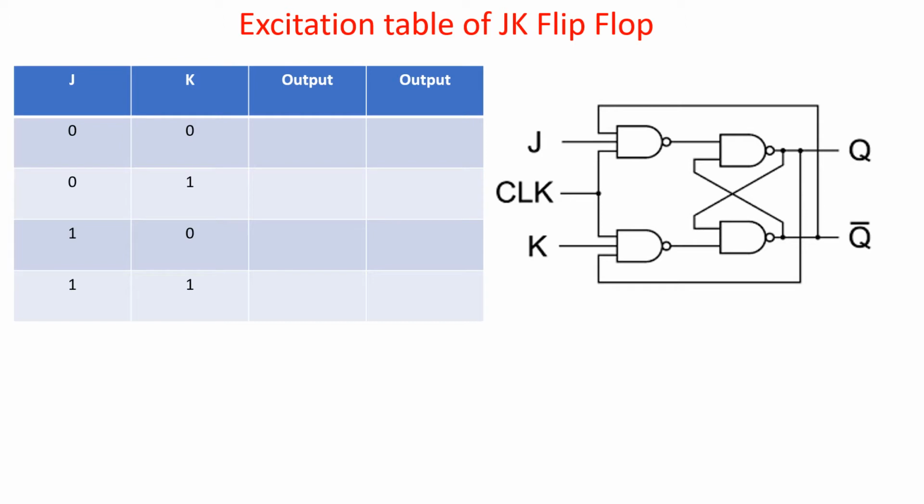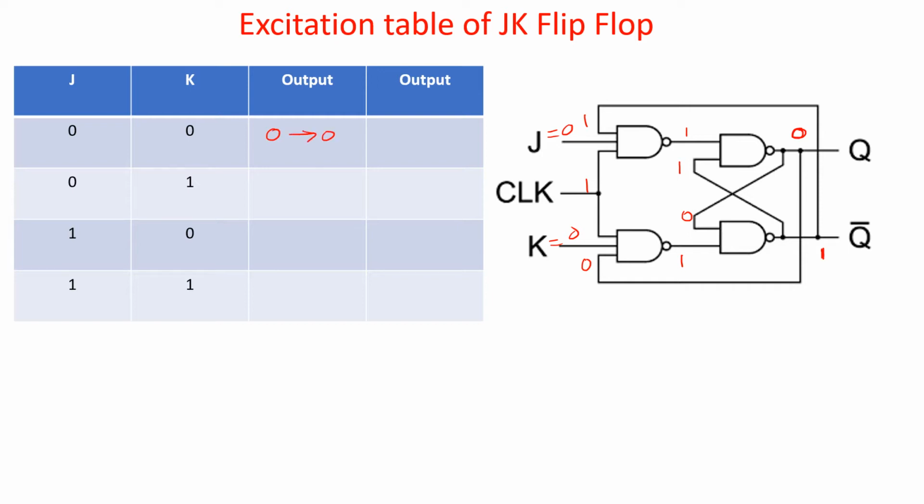So in this diagram, let us assume the Q as 0 and Q bar as 1, and let us go for the first condition: J is equal to 0, K is equal to 0 and clock is 1. When this is 0, this 0 comes here, this 1 goes here. The output of this NAND gate is 1. The output of this NAND gate is 1. This 0 comes here, 1 0 becomes 1. This 1 goes here, so 1 1 becomes 0. So I assumed 0, I got 0.